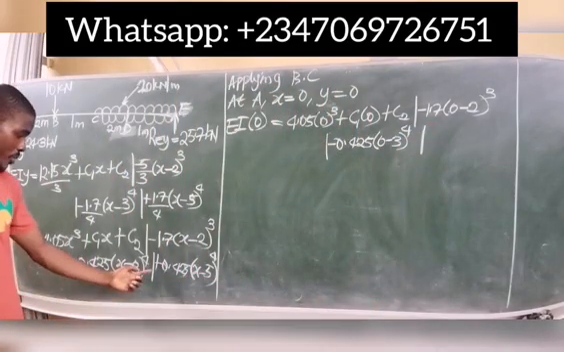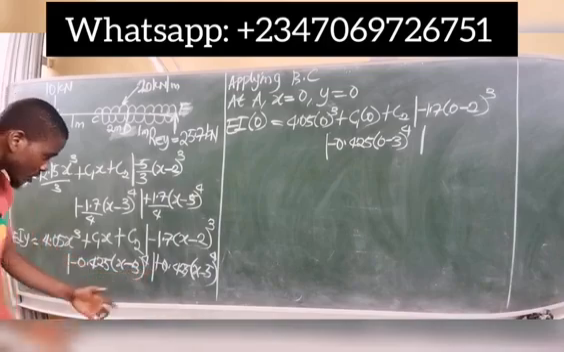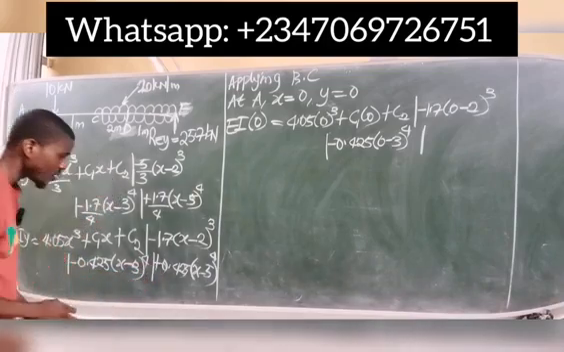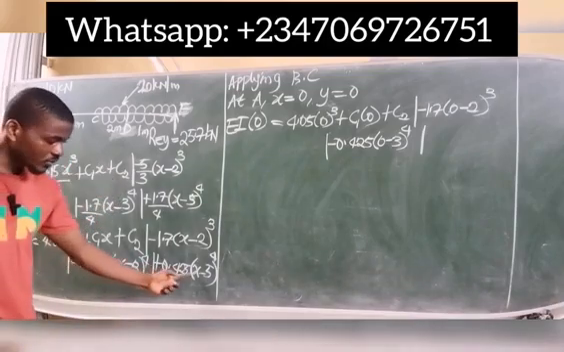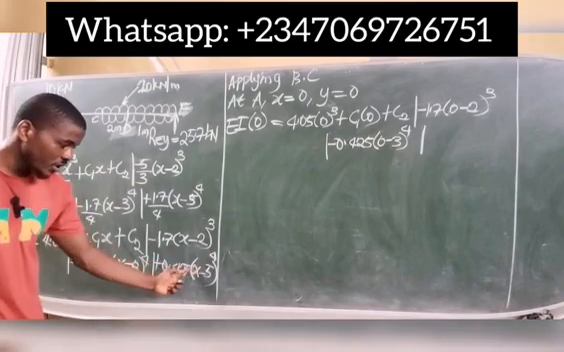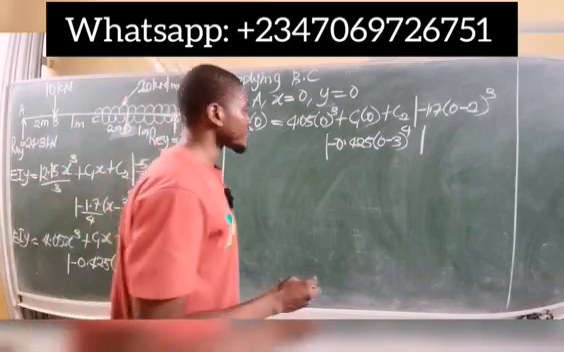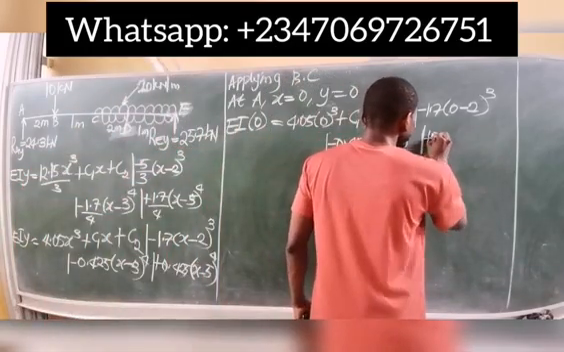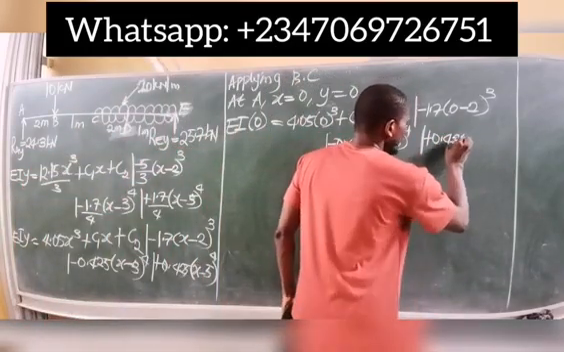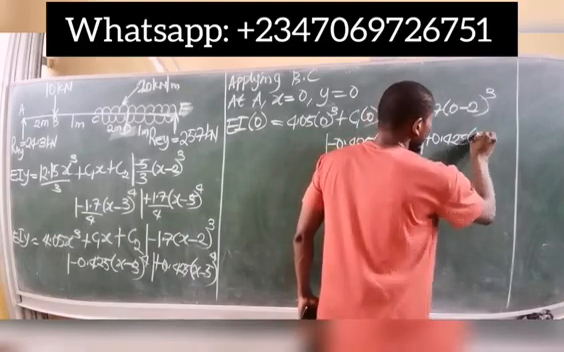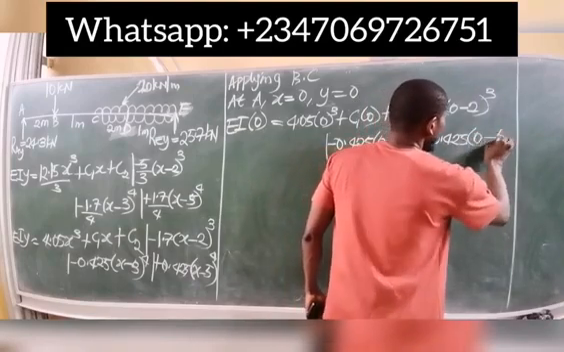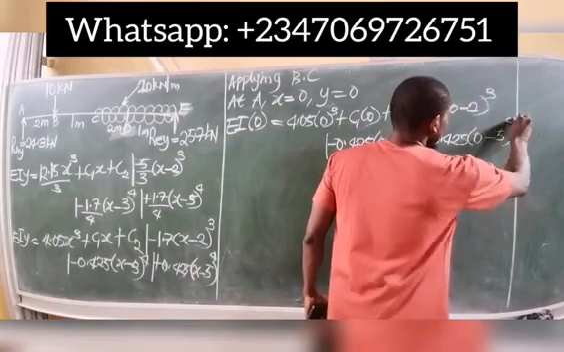Put down your Macaulay's bracket. Same thing here. Sorry, we have plus here, it is positive, plus 0.425 into (x minus 5) to the power of 4. In place of this x, we also put in the value 0. That simply gives us plus 0.425 into (0 minus 5) to the power of 4.